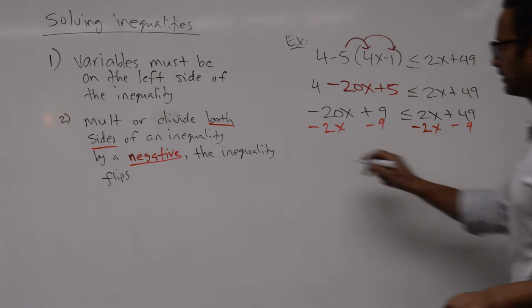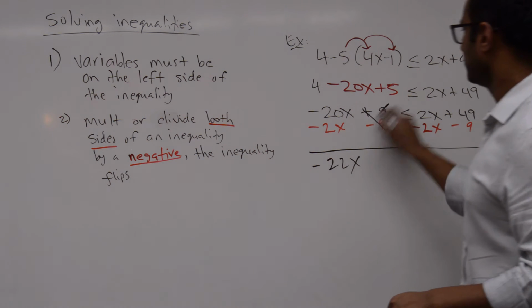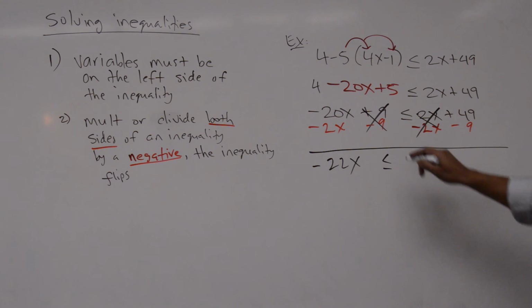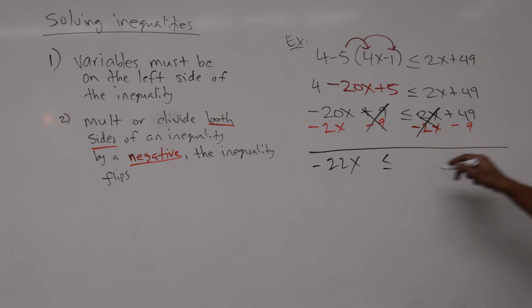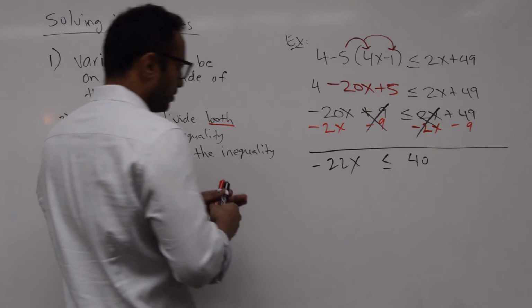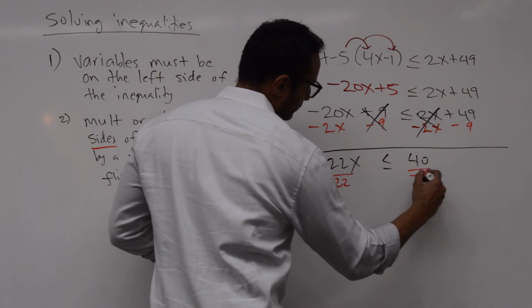Okay, so what happens? We got negative 20 minus 2, that's a negative 22x. These cancel. You have a less than or equal to. The 2x, negative 2x, these cancel. 49 minus 9 is going to give you 40. Okay, now you have negative 22 times x. So to undo that, you would divide both sides by negative 22.